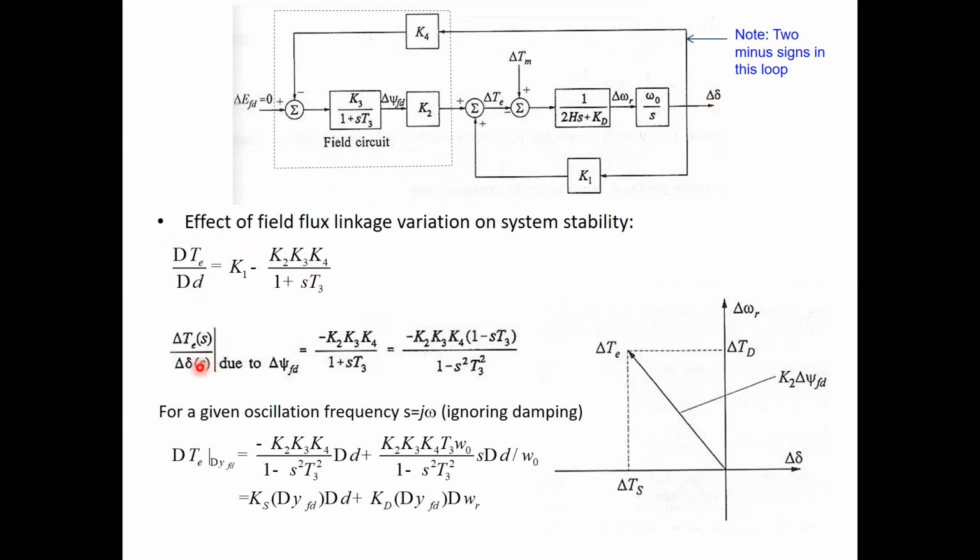And so now we say that this is what I refer to. How does the torque with respect to the angle change? This is because of field excitation. So what is the effect of variation in the field flux? It is this way.